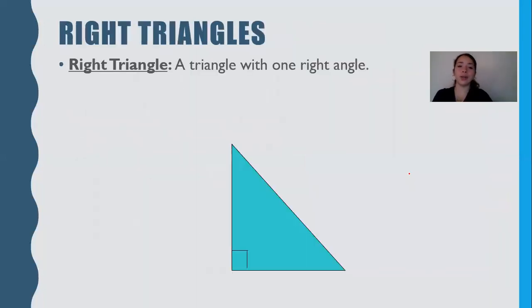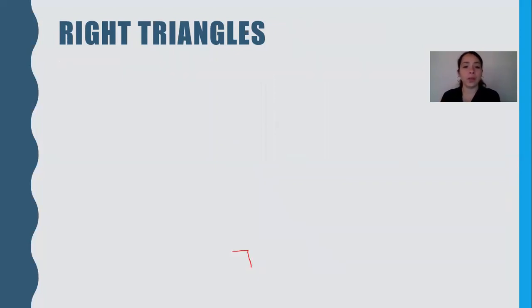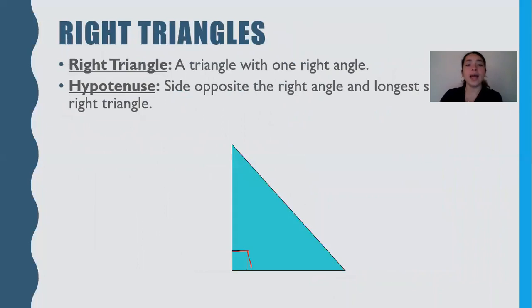So let's look at a right triangle. A right triangle is a triangle with one right angle. Again, it has this indicator that it is a right angle. The hypotenuse is the side opposite the right angle and the longest side of the right triangle. So it's opposite the right angle, and it's also our longest side. Notice it's longer than the other sides. So that's the hypotenuse.